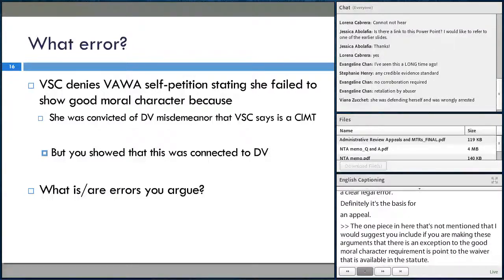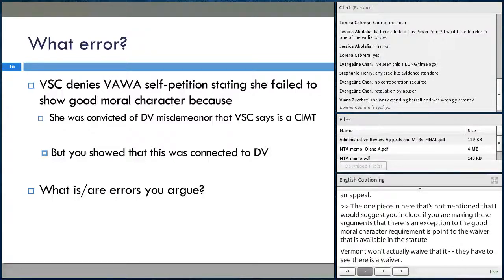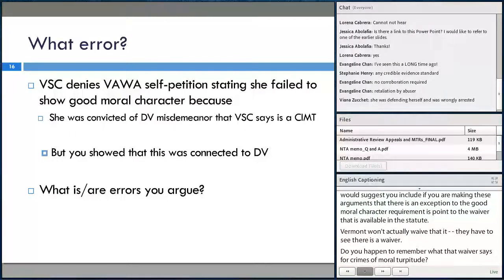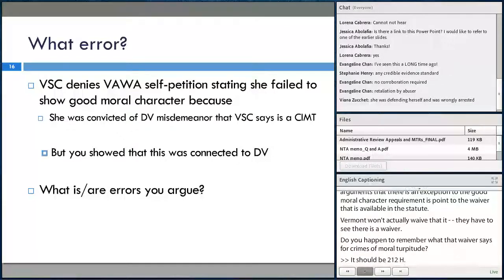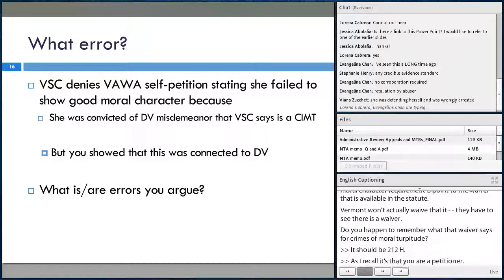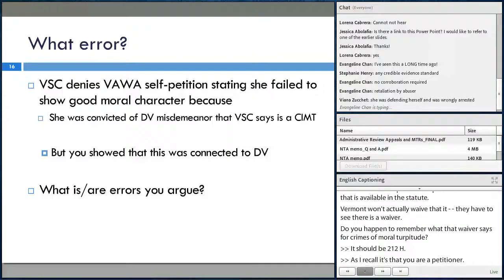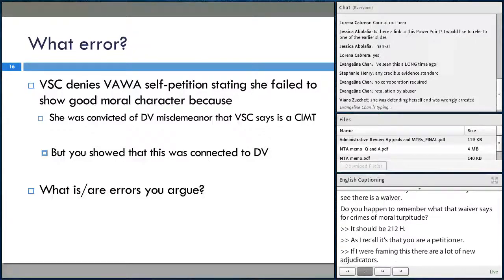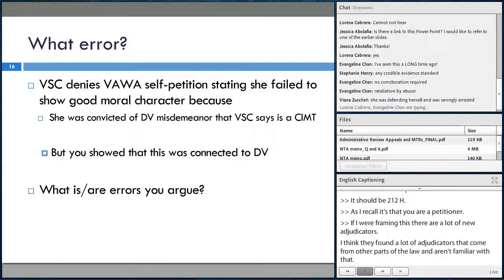And do you happen to remember, Amy, what that waiver says for crimes of moral turpitude for VAWA self-petitioners? It should be 212(h). Yeah, and as I recall, the waiver is just that you are a VAWA self-petitioner, right? Yeah, I don't think there's an easier waiver to get. So if I were framing this, I would literally, because there are a lot of new adjudicators who come from other parts of the law and aren't familiar with the special VAWA laws, cut and paste from the statute the good moral character exception and the waiver at (a)(14) and say, so this is what the law says.